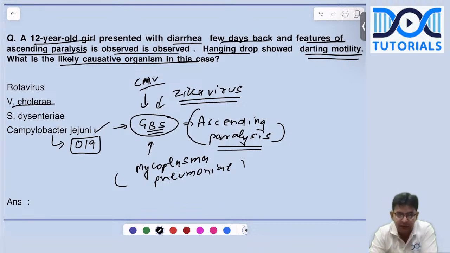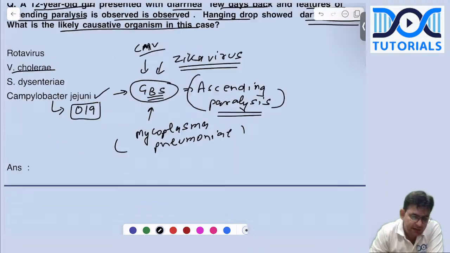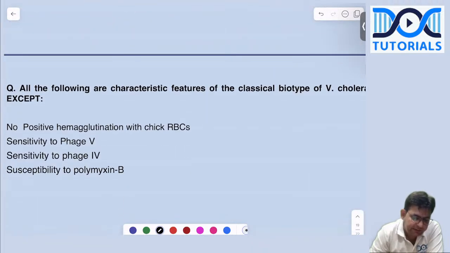And if someone asks what is the shape of Campylobacter jejuni, it is gull-wing shaped. And which type of culture media is used? Charcoal-based culture media like Skirrow's and Butzler's. These are all used for Campylobacter jejuni. Now coming to the next.